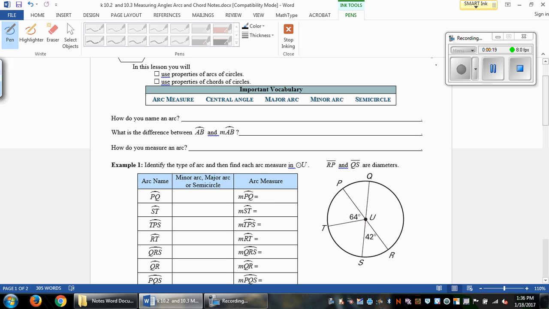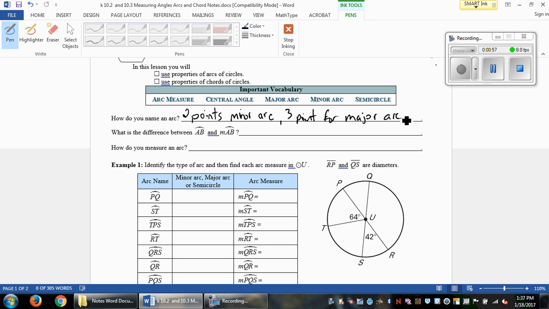You name an arc with 2 or 3 points, depends. So we'll do 2 points, and that's generally if it's a minor arc. All right, 3 points for a major arc. And the difference between a minor and a major arc is that minor arcs are less than 180 degrees, major arcs more than 180 degrees. And we'll go into that a little bit more in a minute.